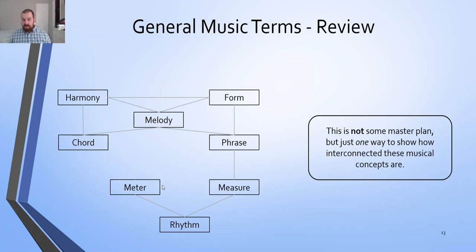Measures are organized into phrases. Phrases are organized into form. The way you identify a phrase could be through its melody. Melody is often built or constructed by working with harmony or coloring it with chords. Chords come from the harmony, and the harmony is another way that we could determine aspects of the form.